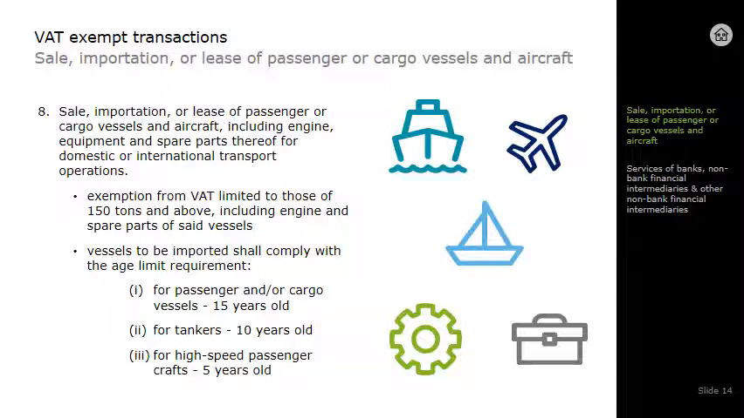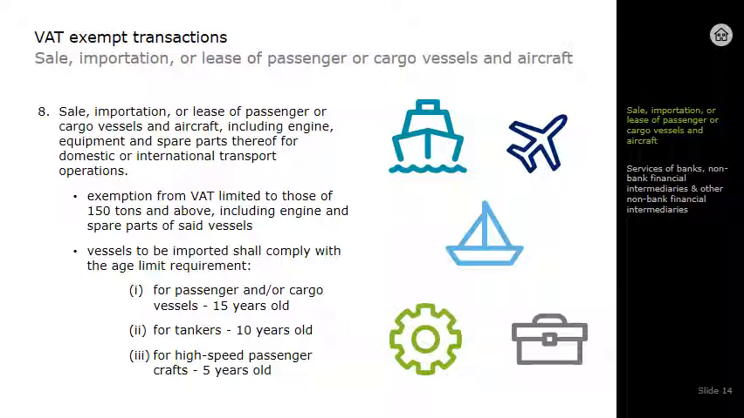Now, other VAT exempt transactions, in case of sale, importation or lease of passenger and cargo vessels. But remember, there are conditions, no? So, in case of sale, importation or lease of passenger or cargo vessel and aircraft, including engine equipment and spare parts. So, the exemption applies to those cargo vessel, aircraft, when it comes to 150 tons and above, okay? Including engine and spare parts, no?